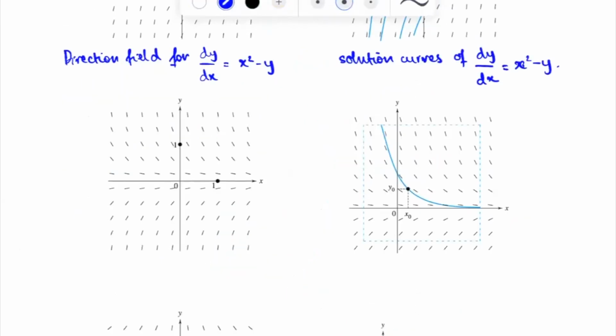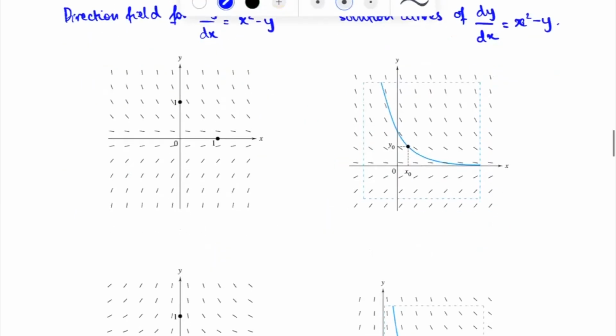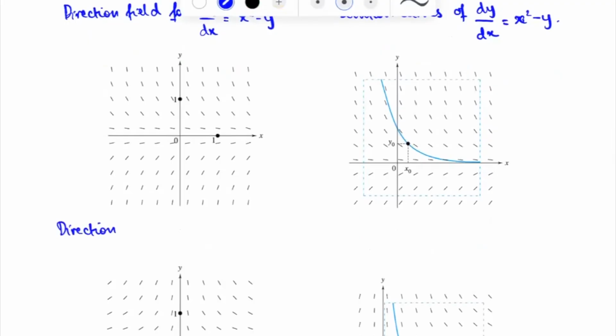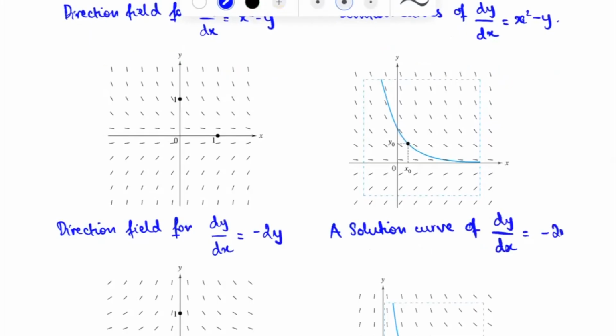So moving on to the second set of graphs, on the left is the direction field for dy/dx equal to negative 2y. And on the right is a solution curve of dy/dx equal to negative 2y. Because you have infinitely many points on the xy plane, there should be infinitely many little dashed lines like this in the direction field. Here, it just gives you some idea of how the direction field is going to behave.